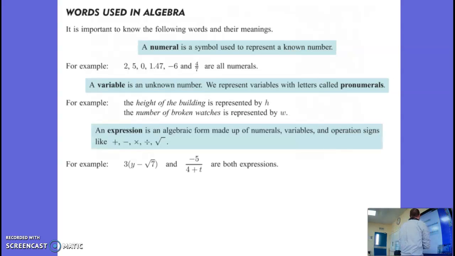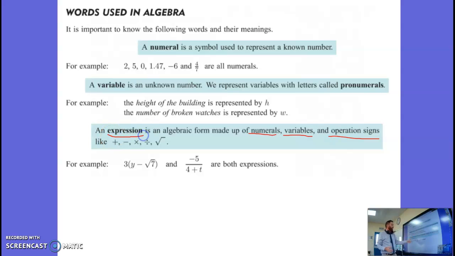Next word we're going to look at is expressions. Now, expressions are an algebraic form made up of numerals, variables, and possibly some operation signs. So squares, roots, divide, times, add, subtract. So for example, 3n or 3 brackets y minus root 7 or minus 5 divided by all of 4 plus t. They are all expressions. Just a collection of numerals, variables, and some maths operations.